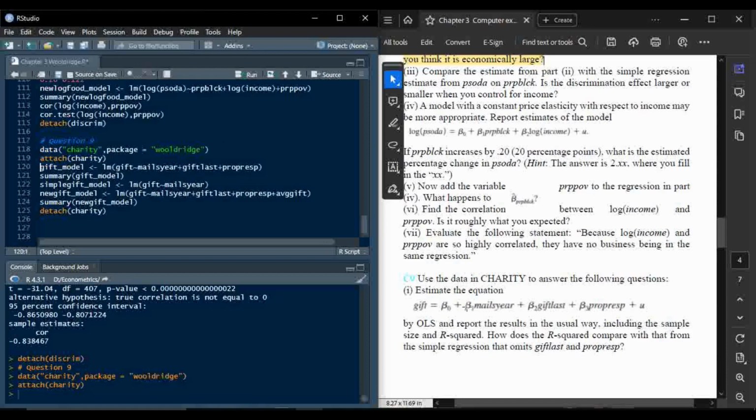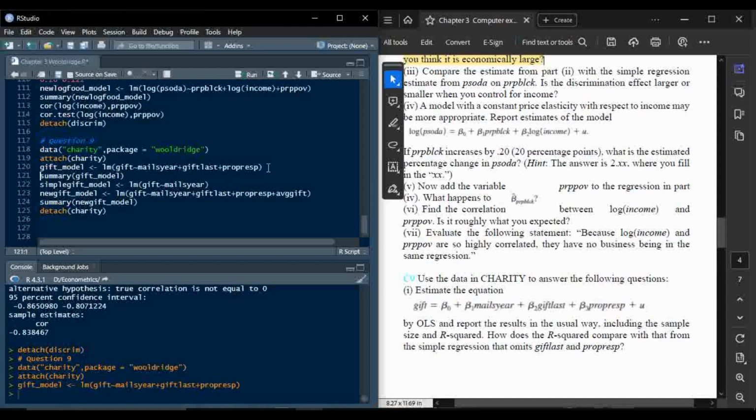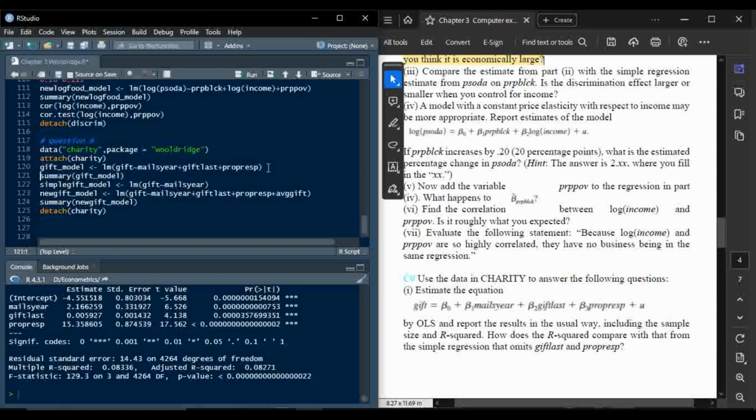It says to estimate the equation gift on the basis of mailsyear and the average past level of gift, and this is the other variable. This is one more variable. So now let's create a new model by the name of gift underscore model, and then use the assignment operator and type lm, linear model, and gift tilde mailsyear, gift lag and propresp. Press Ctrl plus Enter and summarize this model, and then also calculate the number of observations of this model.